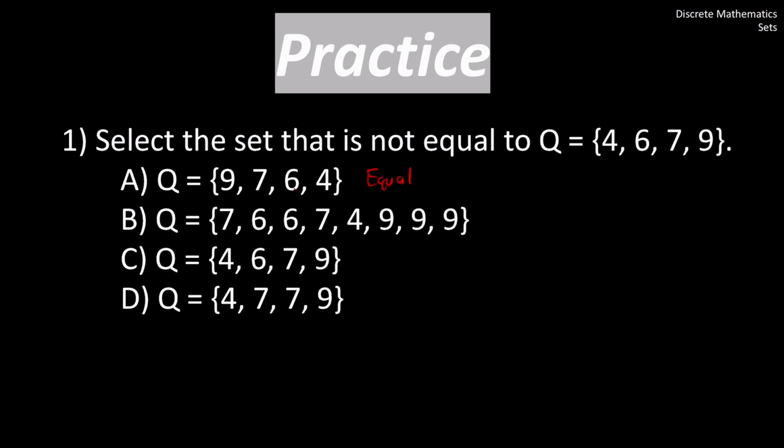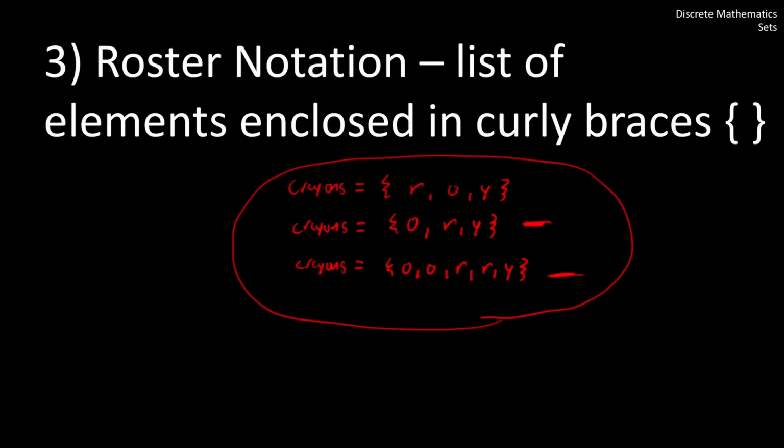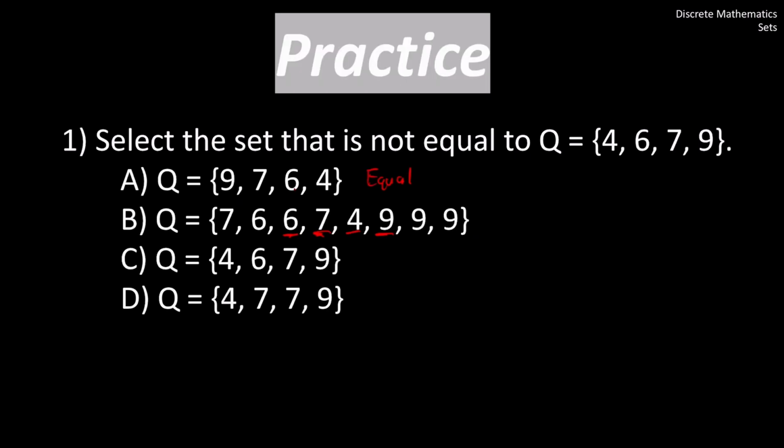And in our second option, we have 7, two 6s, another 7, 4, and three 9s. All the elements are here: 4, 6, 7, and 9. But we have multiples. As I said in our previous example, we can have multiple copies of an element in the set. So this is equal to the first. Then C is 4, 6, 7, and 9. These sets have the same elements in the same order, so these are equal to each other as well.